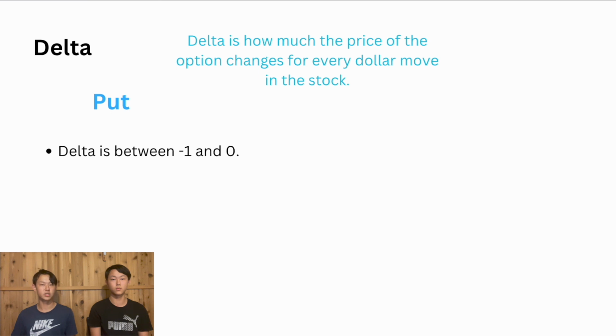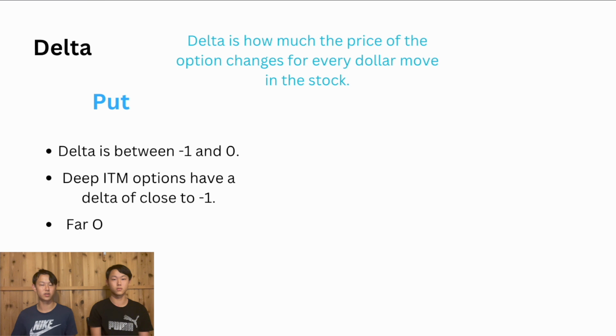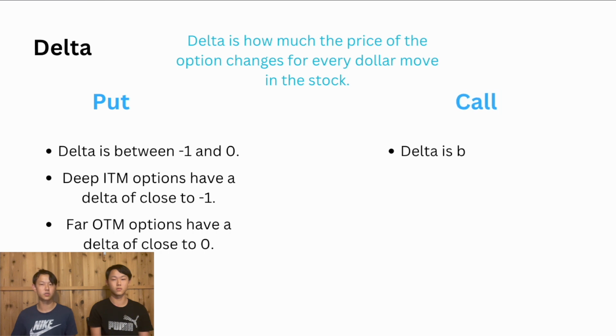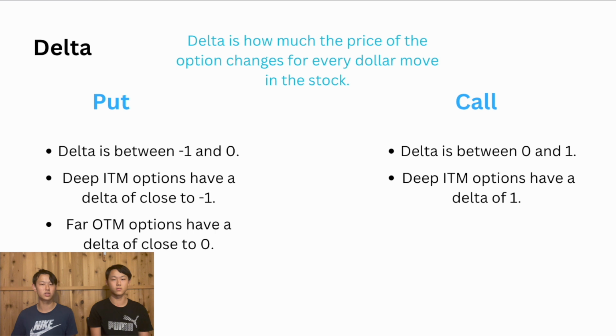Deep in the money options have a delta of close to -1. Far out of the money options have a delta of close to 0. On the other hand, calls have a delta that is always between 0 and 1. Deep in the money options have a delta of 1, while far out of the money options have a delta of close to 0.